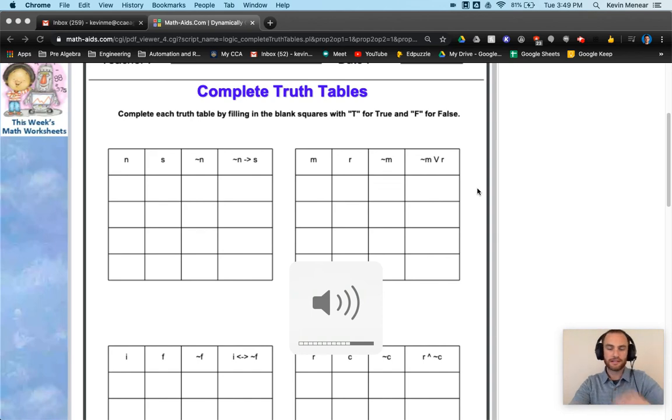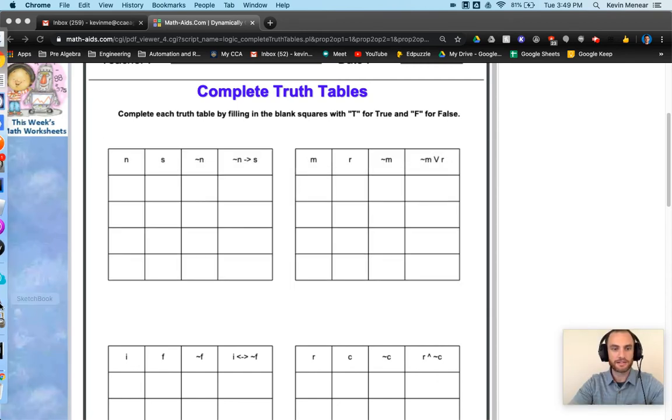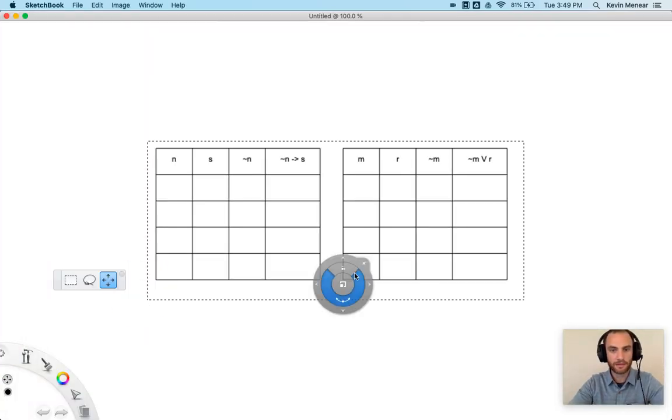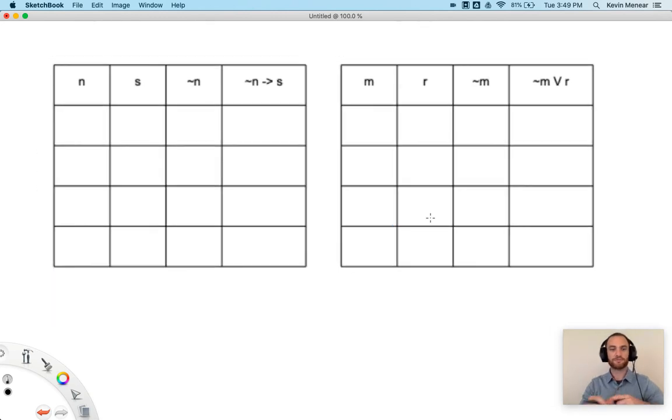Okay, greetings. A lot of people have said that they've had trouble with these truth table worksheets, so I'm going to do a bunch of examples to help you out. All right, so here we go. These worksheets are different. Obviously, I'm not going to do the worksheet that I gave you because that's just silly.